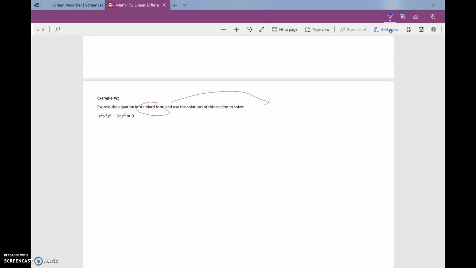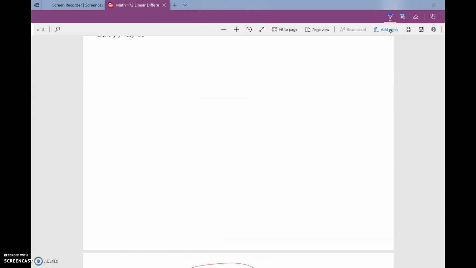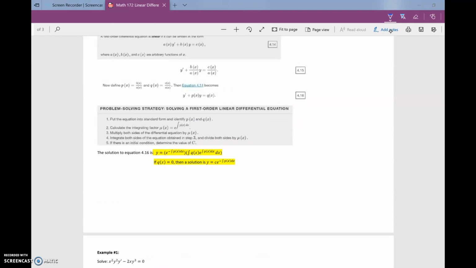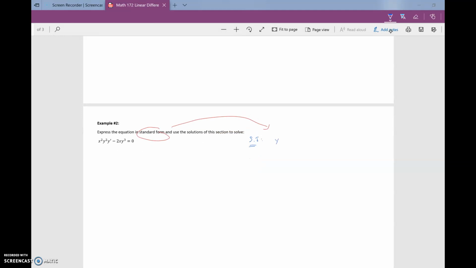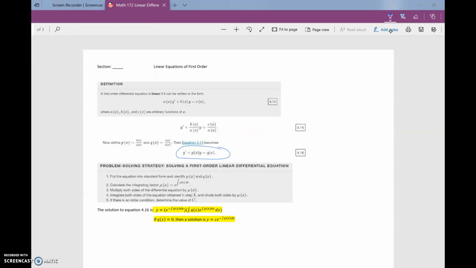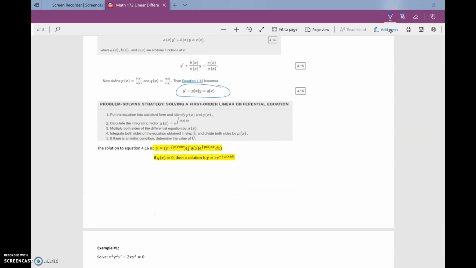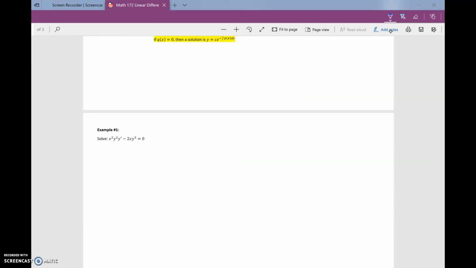So standard form, and let me just rewrite it here, refers to the following formula. And we're looking at, well, technically 4.16. So we want to express this as y prime plus the values of p of x, y, and this is equal to the values of q of x. So we're looking at this actual format for standard form. And notice that the y prime is basically left by itself.